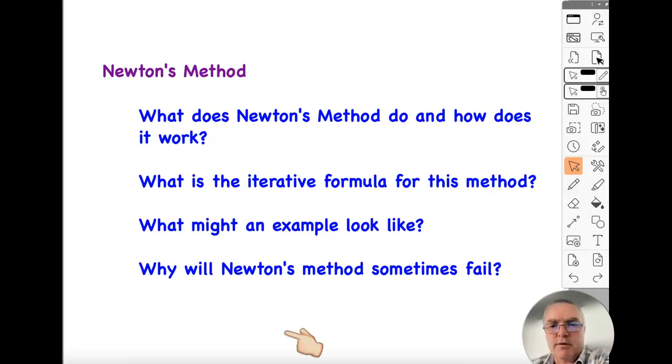So that's Newton's method. We've talked about what it is and how it works. The important part of the lesson is we've seen the iterative formula for this method. You should write that down. That's the one you will use over and over again for these problems. We've seen an actual application of it. In this case, we used it to approximate the square root of 5. And we've had a brief discussion about why Newton's method sometimes fails.